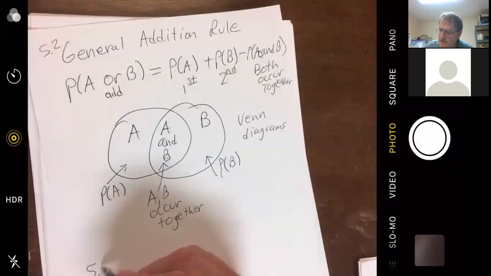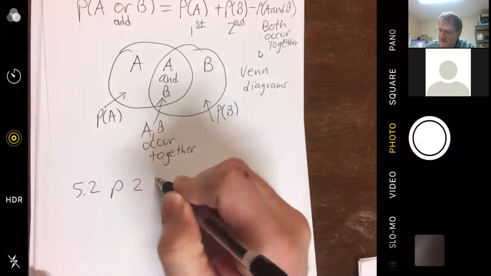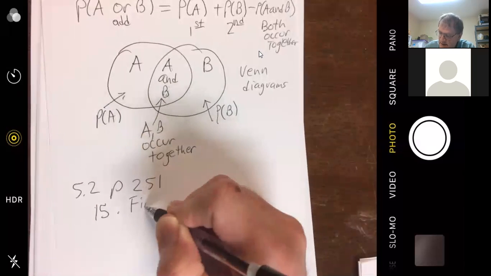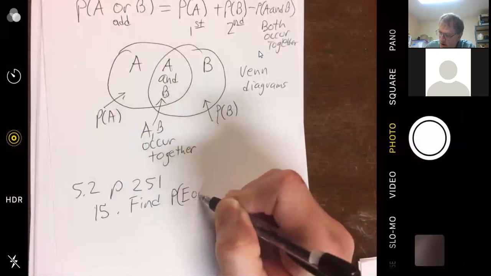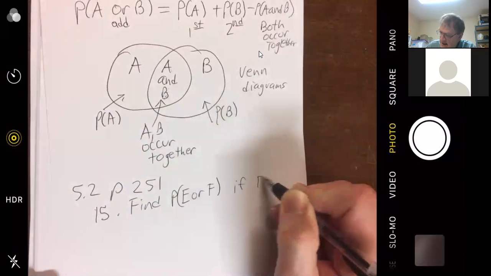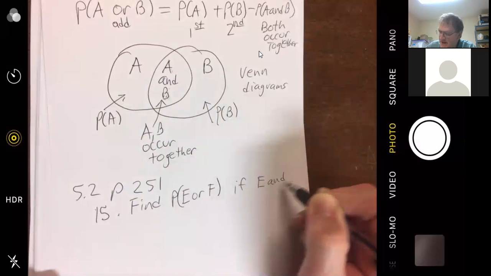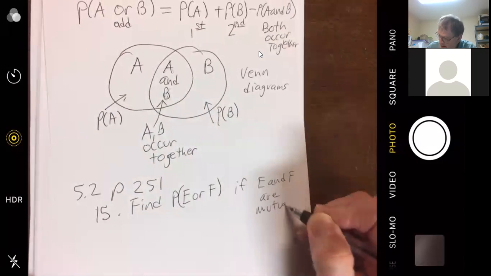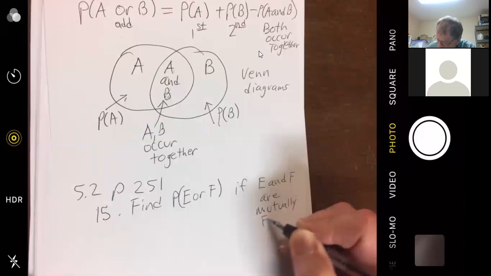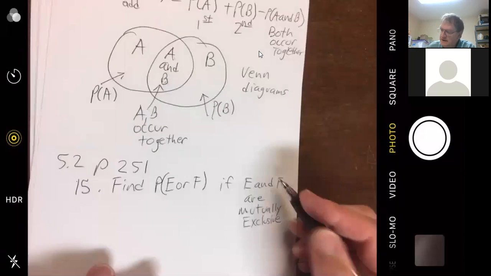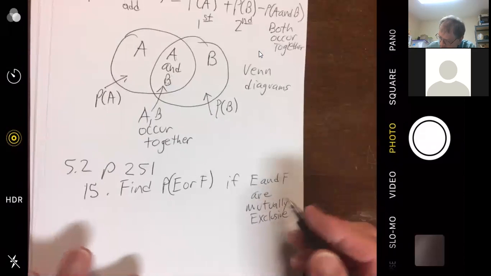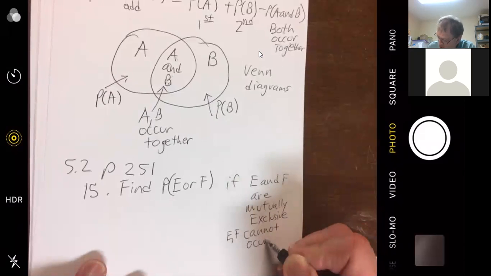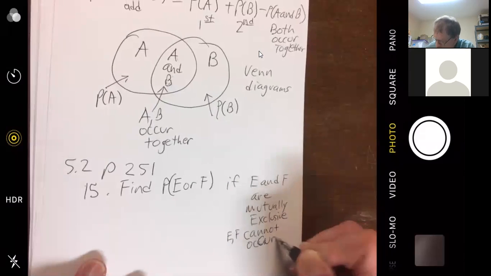Page 250, this is 5.2, page 251, say problem 15. Find the probability of E or F. Now, E and F are what they call mutually exclusive. Under this situation, they cannot occur together. E and F cannot occur together.